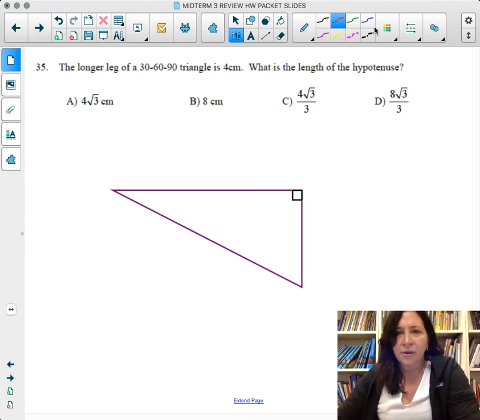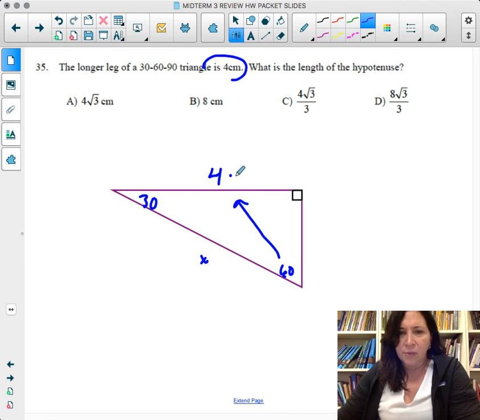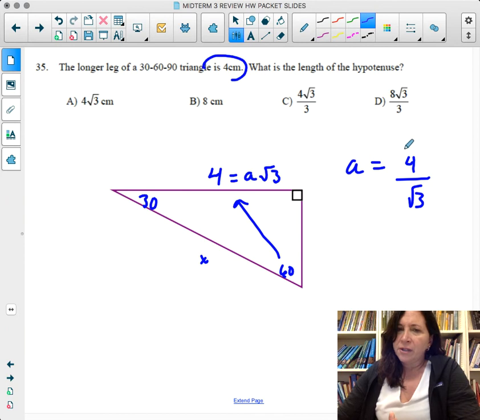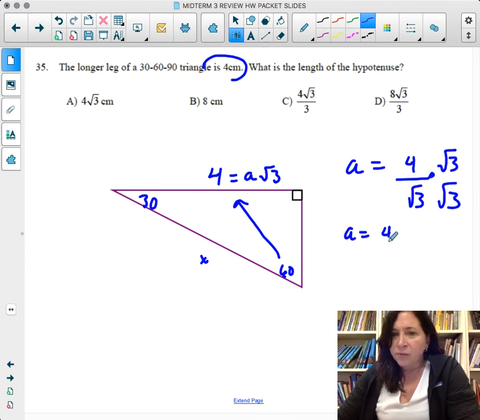The longer leg in a 30, 60, 90 right triangle is 4. So I'll assume that's 30 and that's 60. The longer leg, which is this leg here, is 4. What's the length of the hypotenuse? So opposite the 60 degrees is a root 3. So a equals 4 divided by root 3. Don't leave a root in the denominator. So I'm going to multiply by root 3 over root 3. So a is equal to 4 root 3 over 3.